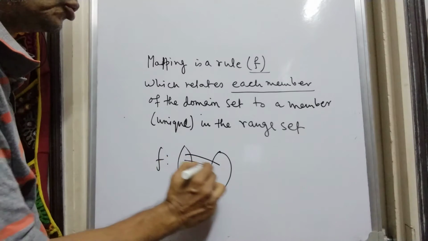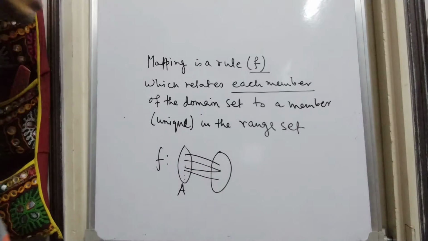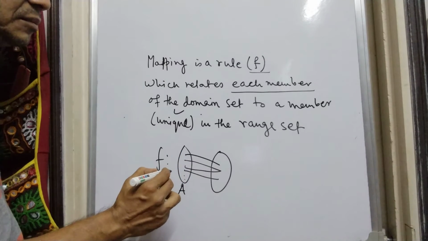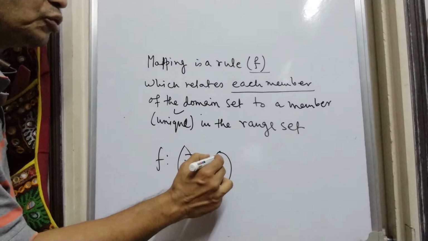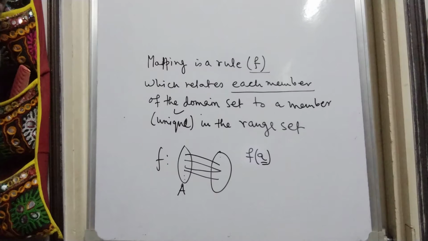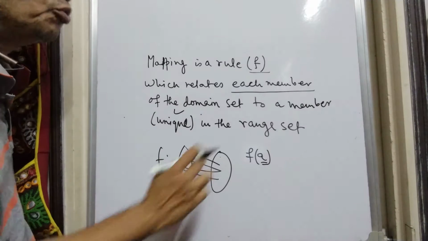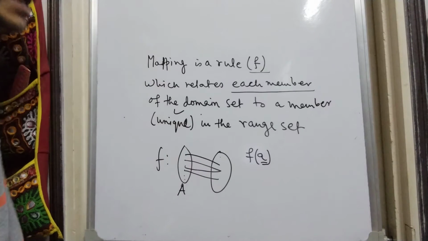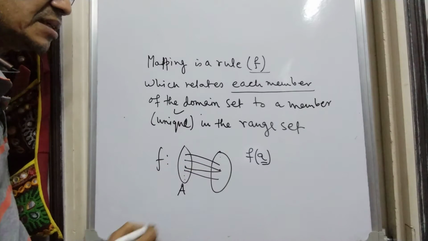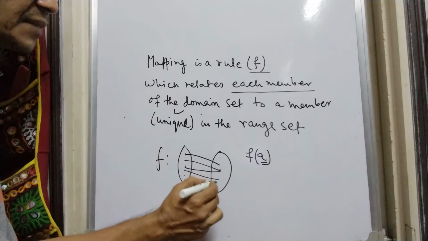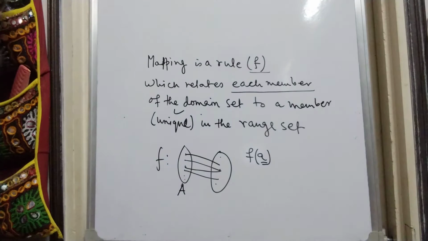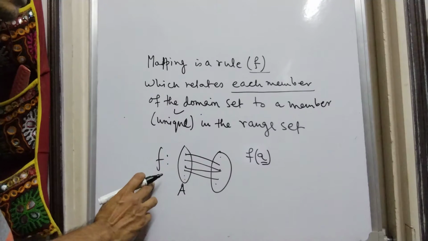And they relate to unique images. Unique in the sense that we cannot map one element to two different elements in the range set. That means we cannot have two images of a single element. It cannot be one to many, but it can be many to one. We must have a unique image of every element of the domain set. So this you should remember.